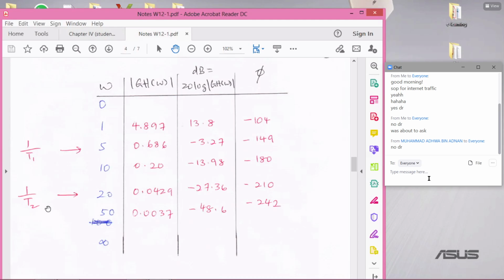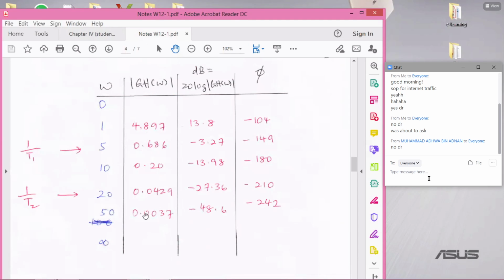So when you draw the Nyquist diagram, you need to determine the range of frequency. 1 over T max is going to give you the minimum frequency. 1 over T minimum is going to give you the maximum frequency. So these are the 2 points that you need to look at. And then you add a few more points. So here I add another frequency equal to 1, and frequency equal to 50.